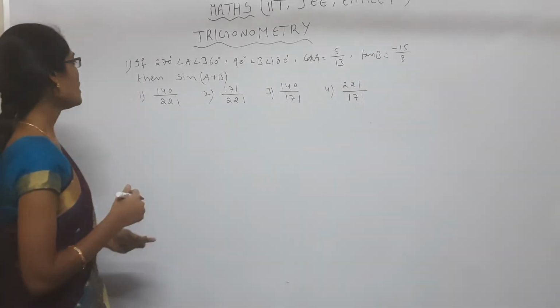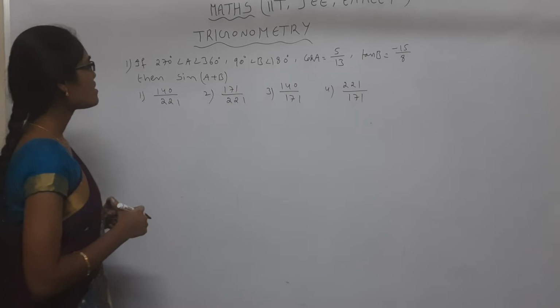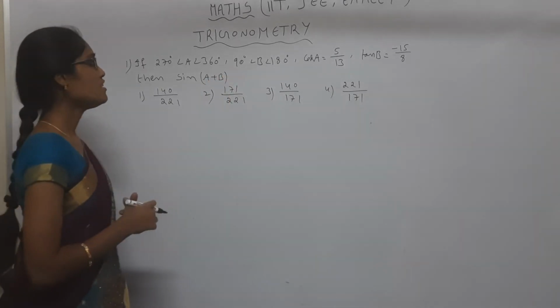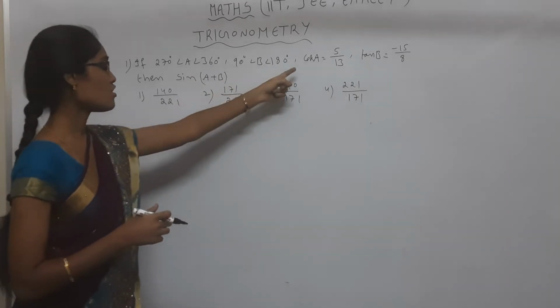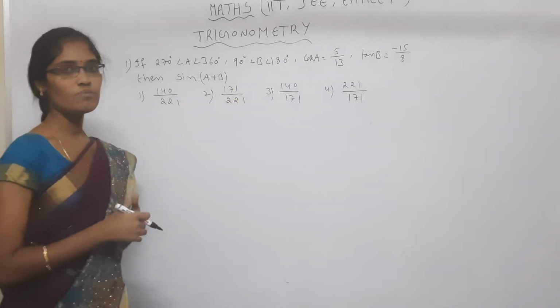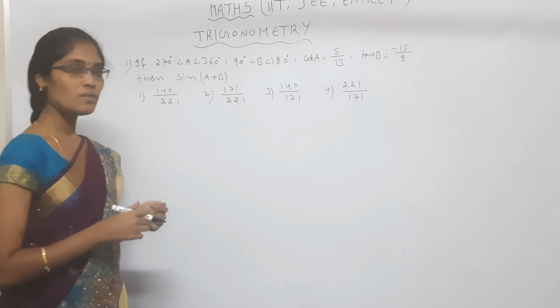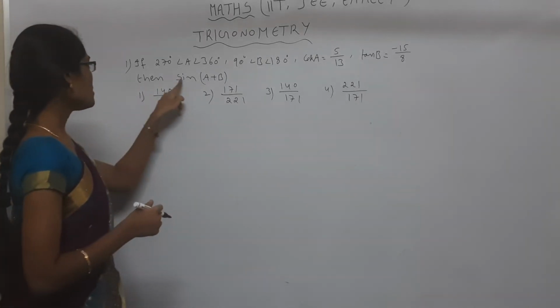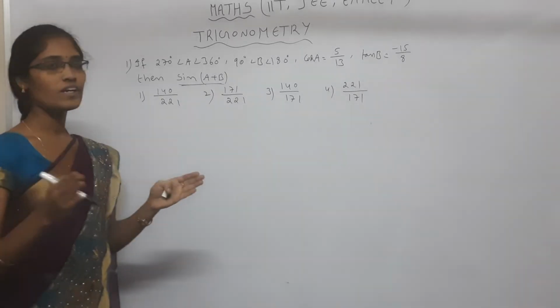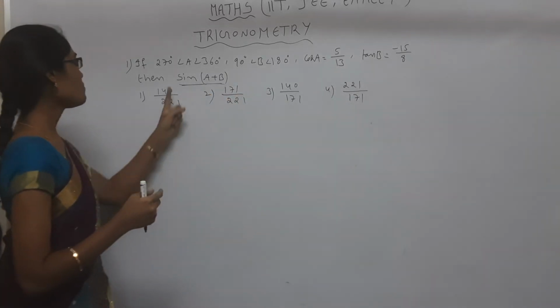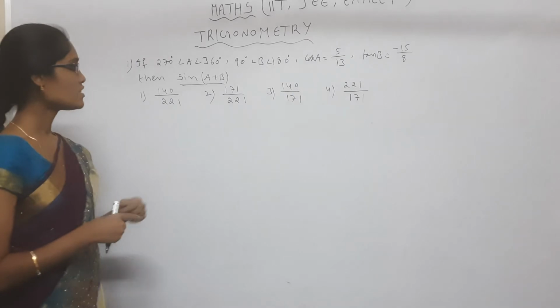See the first one. If 270 less than A less than 360 degrees and 90 less than B less than 180 degrees, cos A is equal to 5 by 13 and tan B is equal to minus 15 by 8, then sin of A plus B. So what you want to find is the value of sin of A plus B. Okay, see the options. So how can you find this value, sin of A plus B?